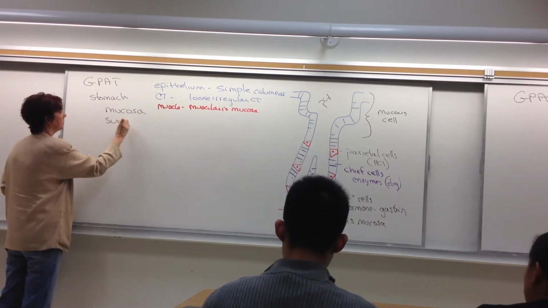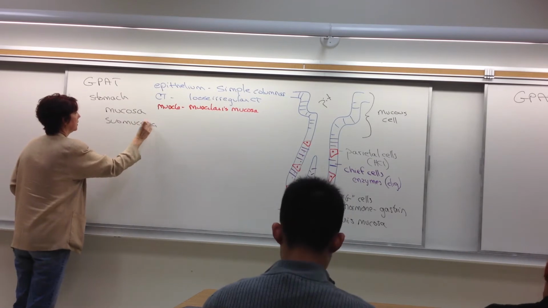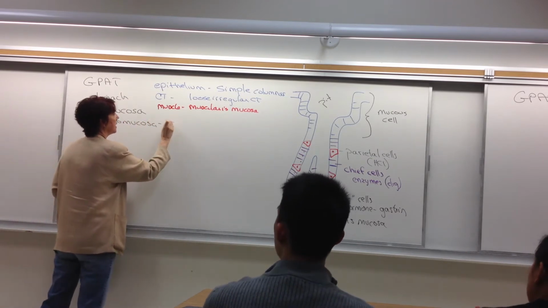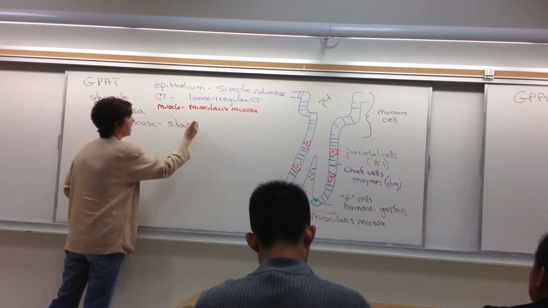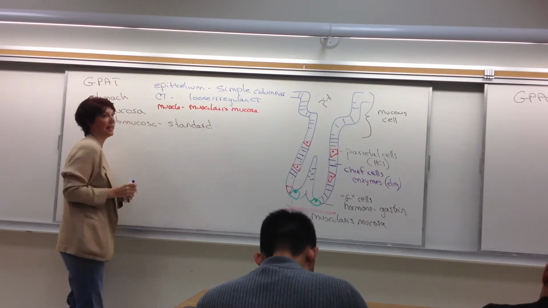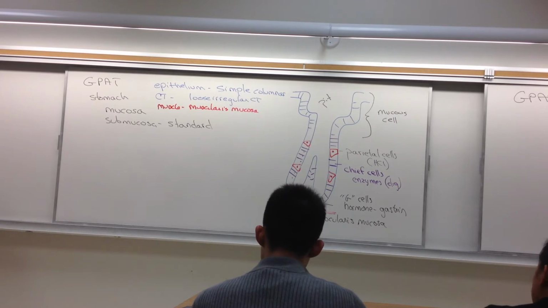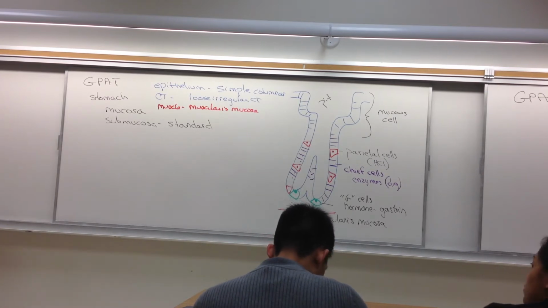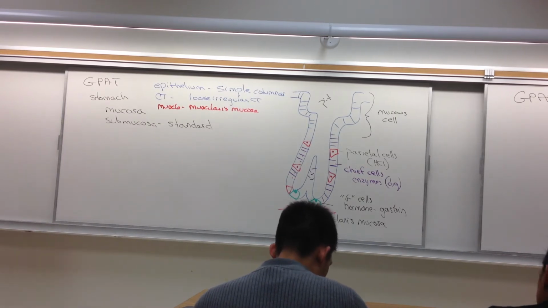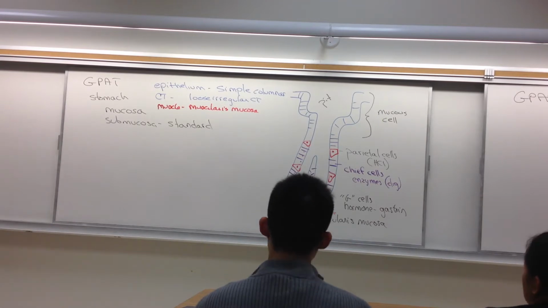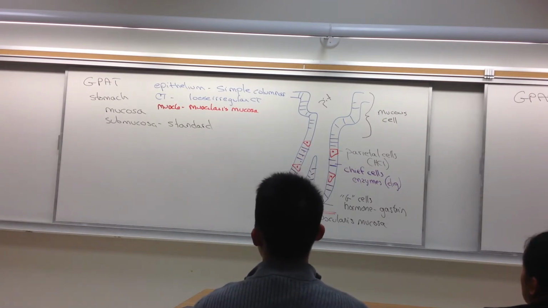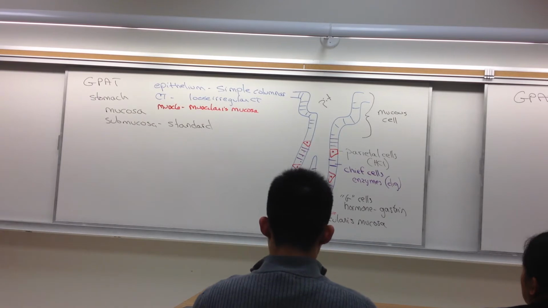Submucosa is standard. When I say standard, that means it fits our template. So it's our standard submucosa. It's irregular connective tissue, nothing remarkable. We find isolated lymphatic follicles and a little bit arterioles and small arteries and veins and lymphatics and so on. Okay. Then we get to the muscularis externa.